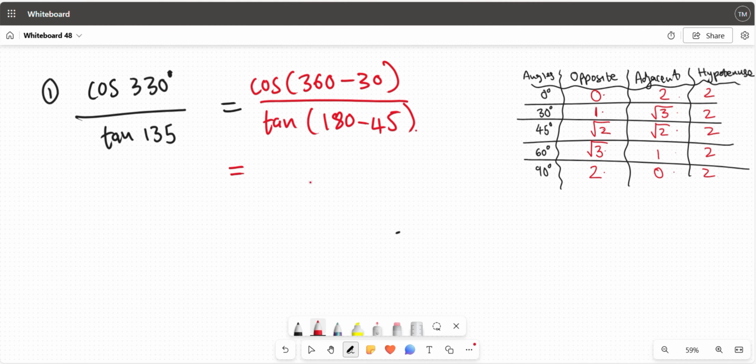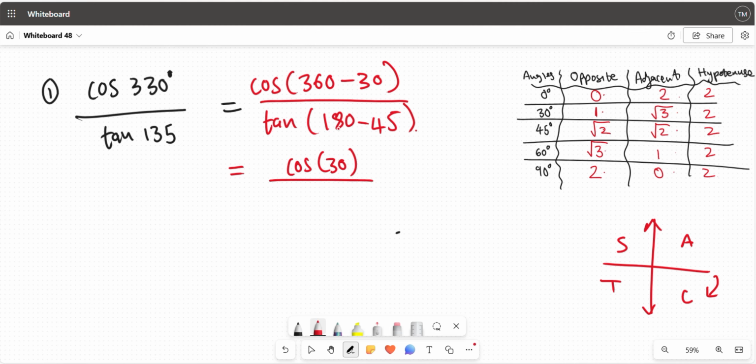So let's do that. And if you remember, going back to your CAST diagram, 360 minus puts me in that quadrant. So cos is positive there. So it's cos 30. 180 minus puts me into this quadrant there, and tan is negative there, so you get negative tan 45.